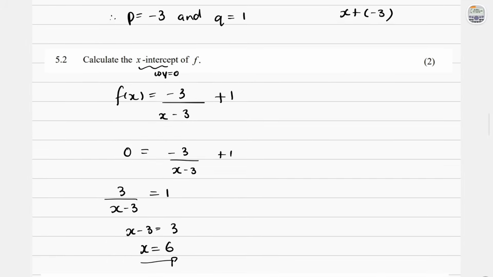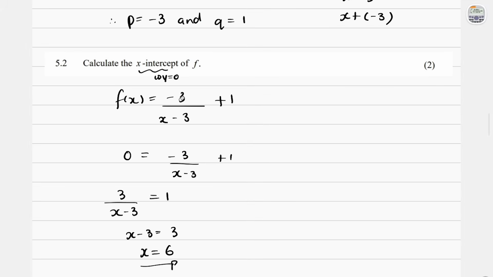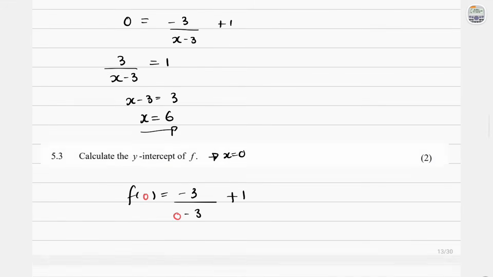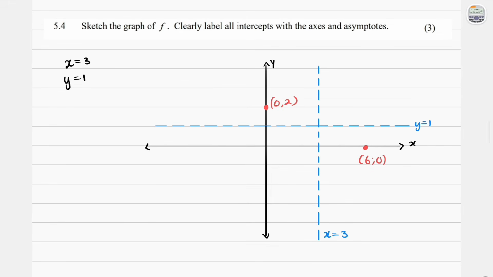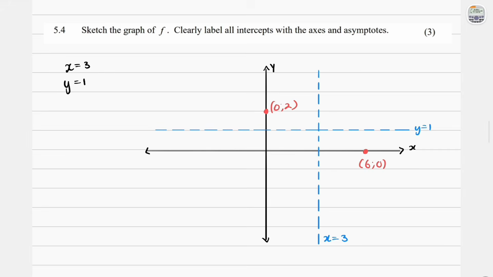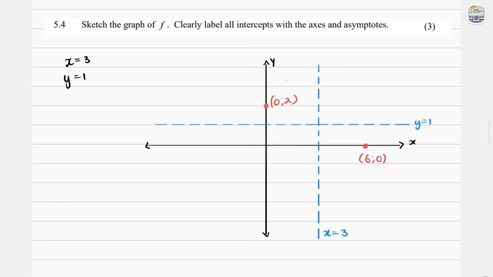Looking at the a value in a over x minus p, it's negative. If a is negative, your graphs lie in the second and the fourth quadrant. If it's positive, it's in the first and third. So that's where it's going to lie, and so you can just draw your graphs.